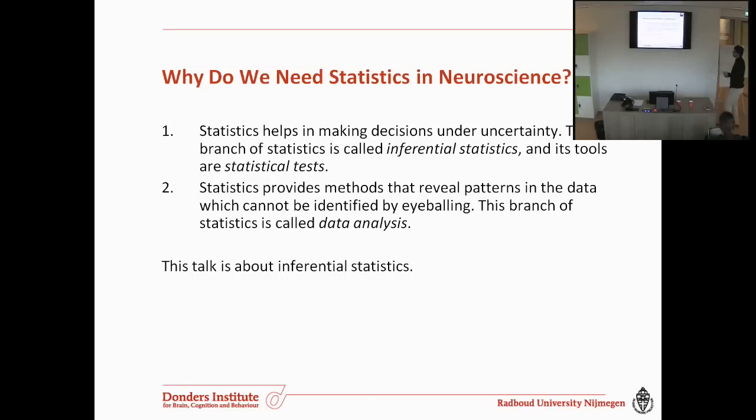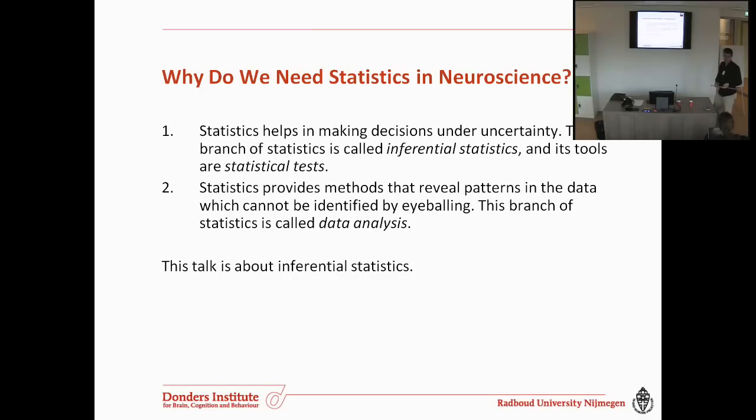Okay, first question, why do we need statistics in neuroscience? There are actually two ways in which statistics helps us. First, it helps us in making decisions under uncertainty. The corresponding branch of statistics that helps us with this question is called inferential statistics. And you all know it via its test statistics, like T statistics, F statistics, chi-square statistics. They're all part of this branch of inferential statistics.